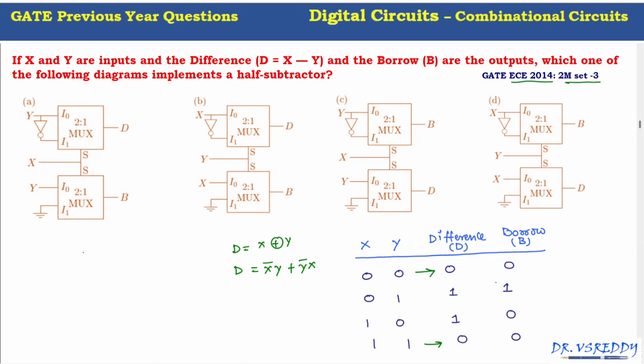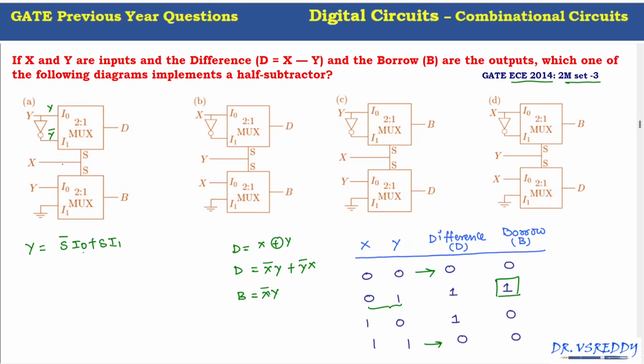If you see the borrow, only for one combination the borrow is 1, nothing but X bar into Y. So the borrow B is X complement into Y. Now we check each option individually. We know the general equation for a mux: if S is the selection line, Y is equal to S bar into I0 plus S into I1. Now in option A, X is the selection line, so the I0 input is Y and the I1 input is Y complement.